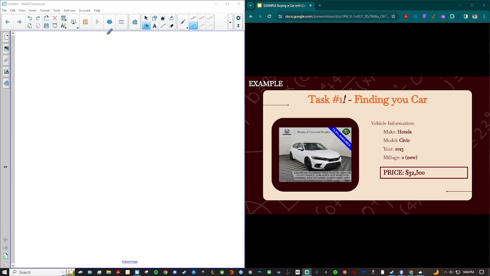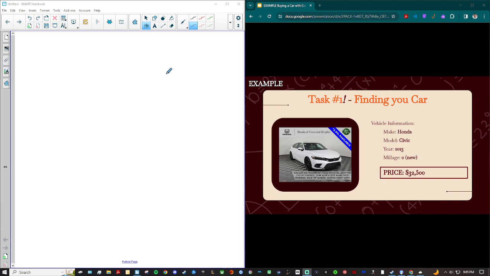So in this project, you are finding a car, finding loans, and then using that compounding interest formula in order to determine how much that loan would cost you, and then using that, you're going to make a decision and write and answer some questions. So here is my example. I'm going to go through and show you how I got some of my numbers.